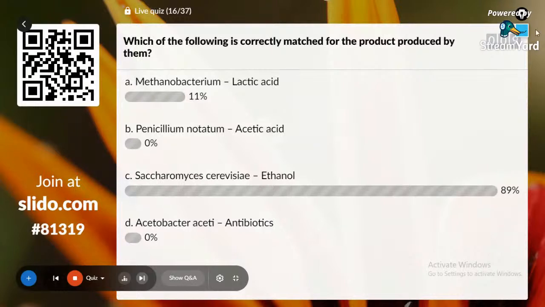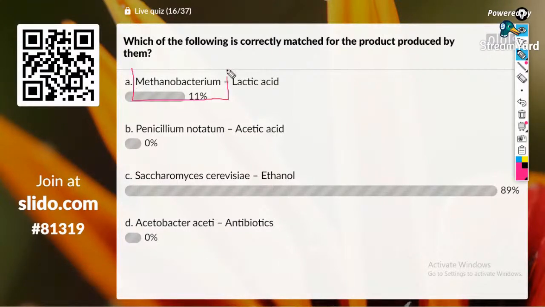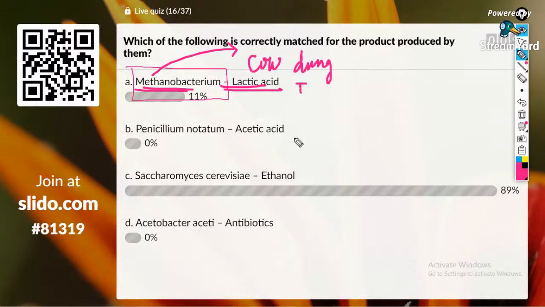Guys, what is this? 11% of you with lactic acid. Is lactic acid produced by methanobacteria? Guys, methanobacteria is found in cow dung. Are you adding cow dung into your curd to make it undergo curdling? Are you adding cow dung for lactic acid fermentation? No, never. You are adding an inoculum that contains millions of bacteria, and lactic acid is formed by the bacteria known as lactobacillus.